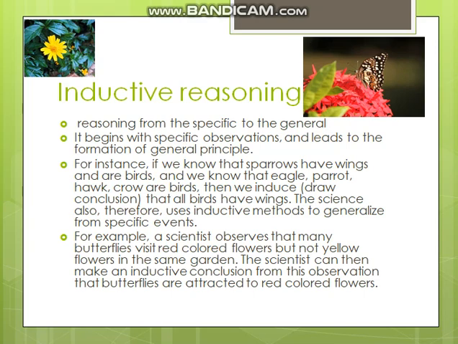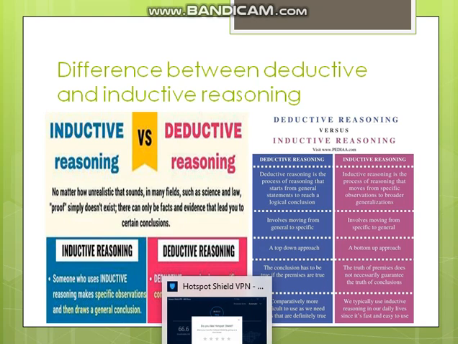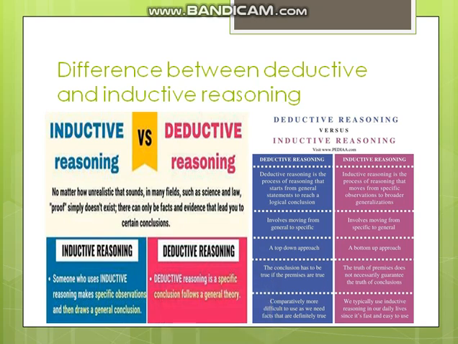Now, what's the difference between deductive and inductive reasoning? Here you can see two pictures I've taken from the internet: the inductive reasoning versus the deductive reasoning. It says here, someone who uses inductive reasoning makes specific observations and then draws a general conclusion. And in deductive reasoning, the specific conclusion follows a general theory.